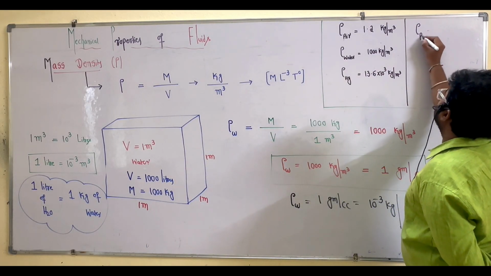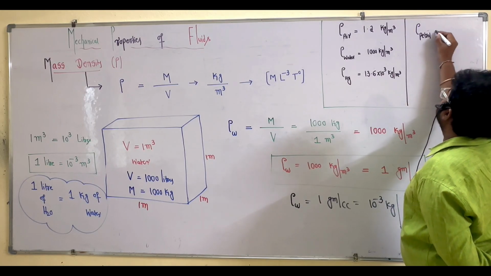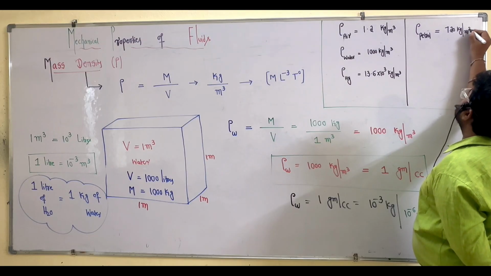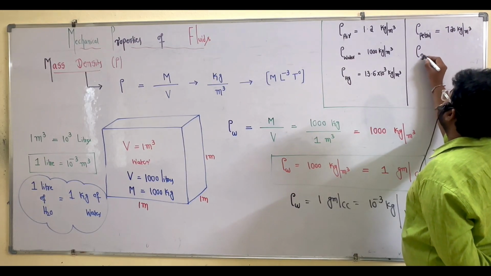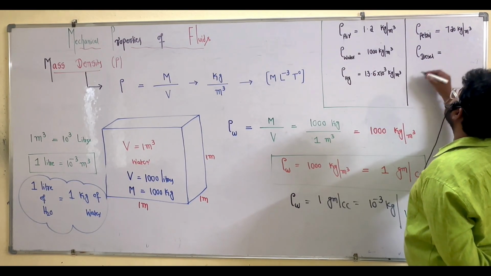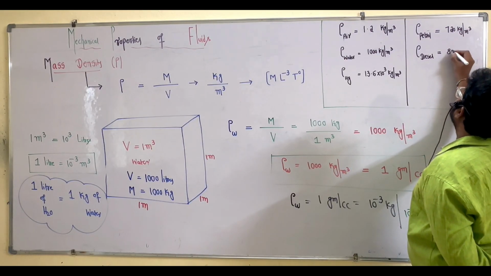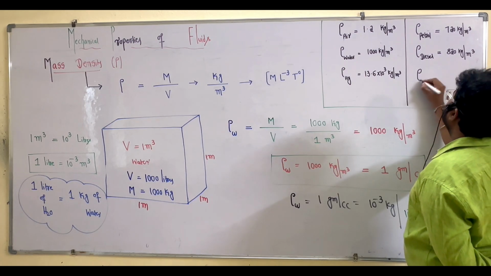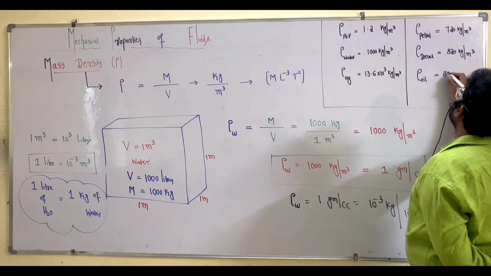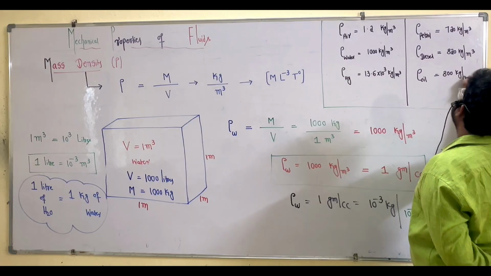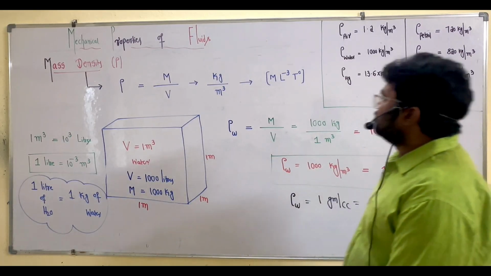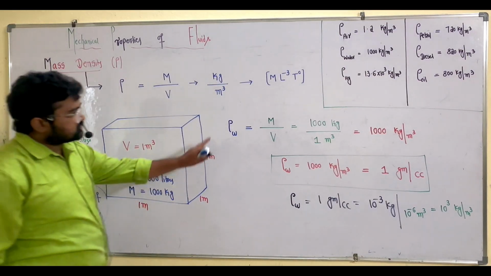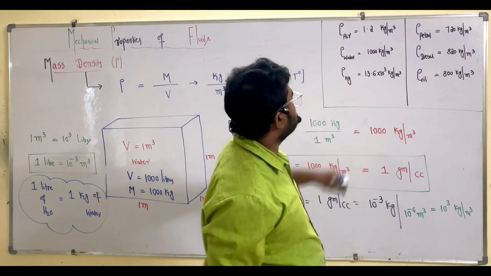Density of the petrol, 720 kg per meter cube. Density of the diesel, this is how much? 820 kg per meter cube. Density of the oil, around 800 kg per meter cube. Clear? No need to remember these values. Density of the water you should know, air, then.